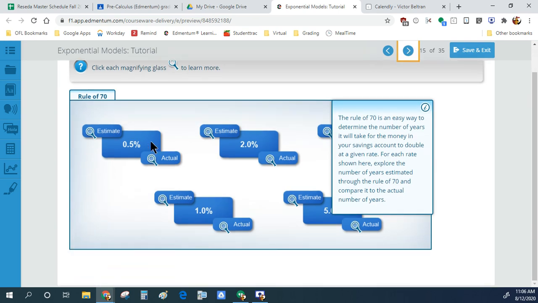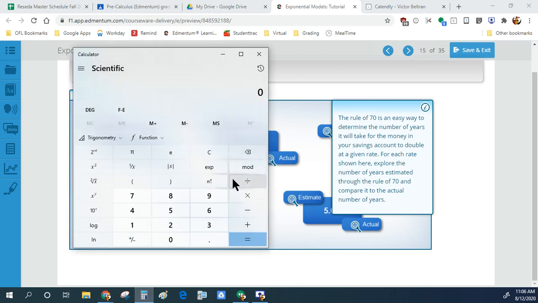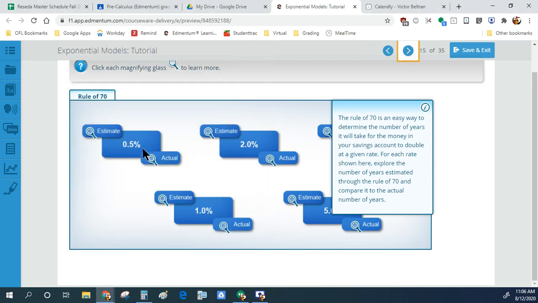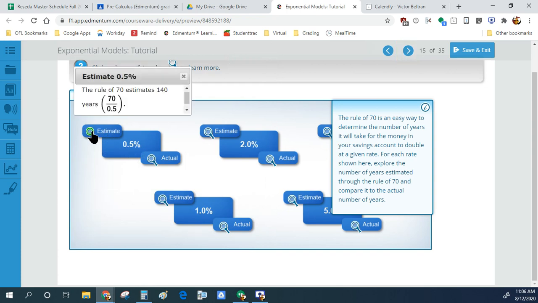So for example, let's say we have 0.05%. We're going to have to divide 70 by 0.05. And I can kind of verify it. Let me pull out my calculator here. If I do 70 divided by 0.5, it should take us 140 years to double our money. So let's take a look at this. The estimate is about 140 years. That's their estimate, but the actual value is this much. So you can see it's off by a little bit.